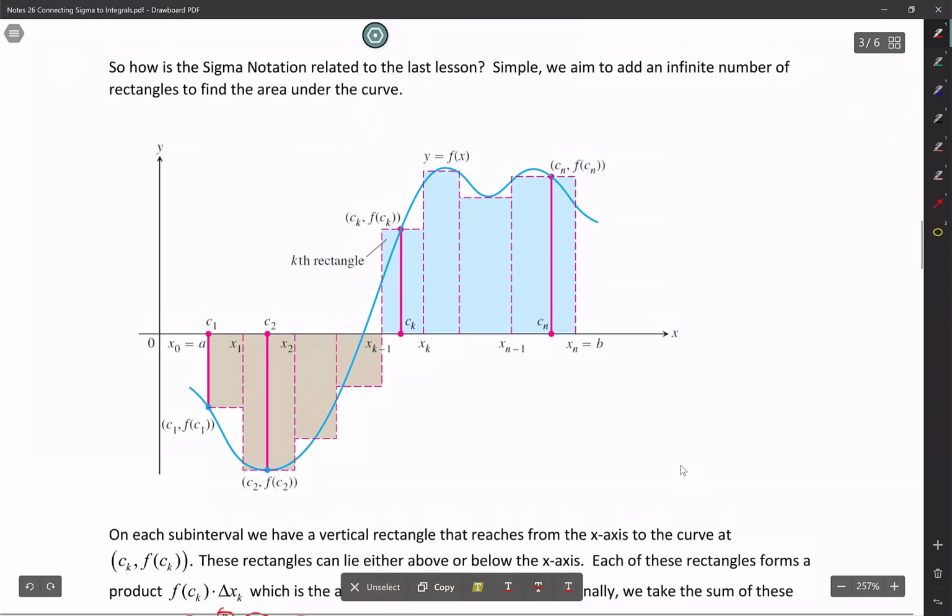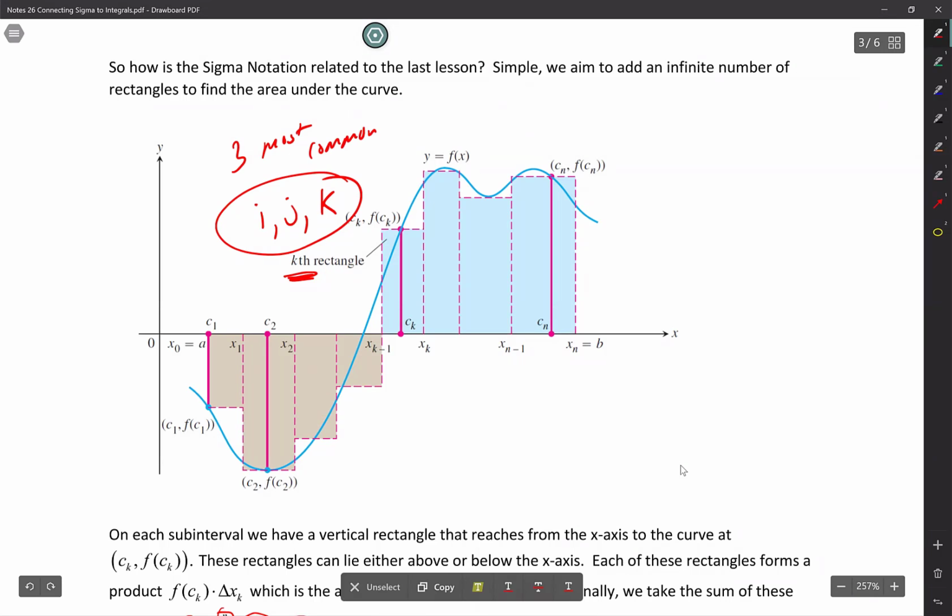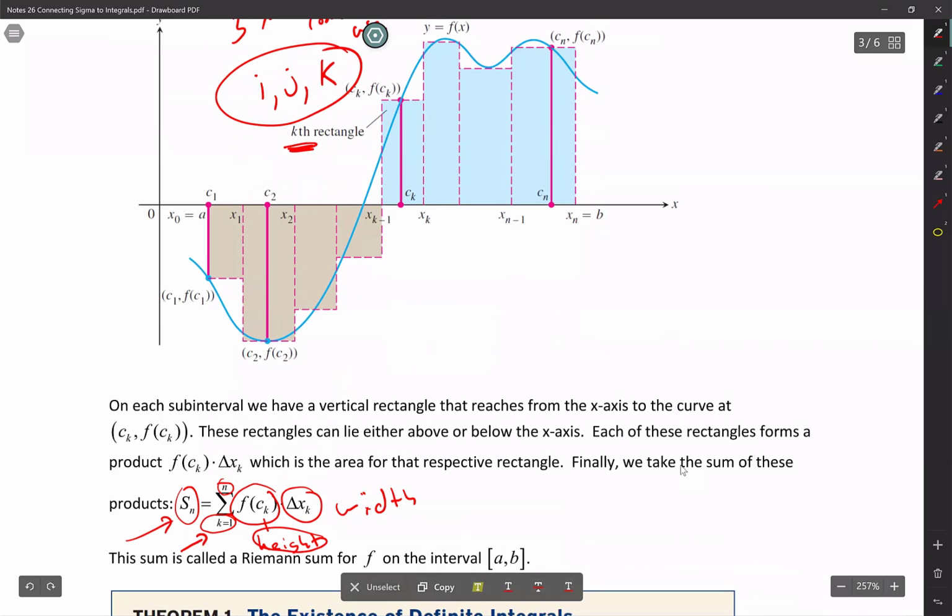They don't have to use the letter k, guys. They could also use the letter i, the letter j. These are the 3 most commonly used letters for sigma notation. These are the letters that go underneath the sigma. So they sometimes will say the i's rectangle, the j's rectangle, the k's rectangle. Have I lost anyone yet? Not that I'm expecting to lose anyone, but. Okay.